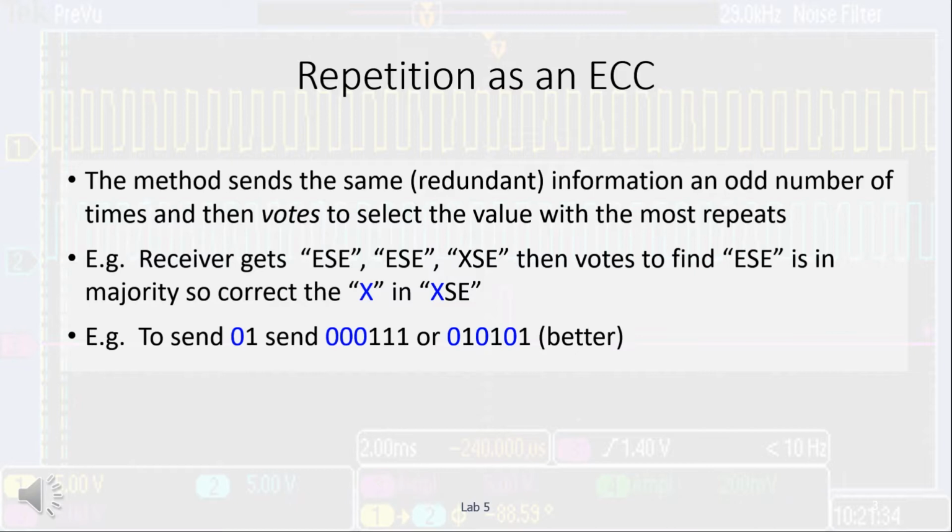Another example with binary data. Imagine the sender wants to send 0, 1. When the sender sends 0, 1, it can do so in one of 2 ways. It can send all 3 zeros followed by all 3 ones, or it could interleave the data, and this is actually better. So you could say 0, 1, 0, 1, 0, 1. This is actually better because if there's any noise, it spreads the data out over a larger period of time.